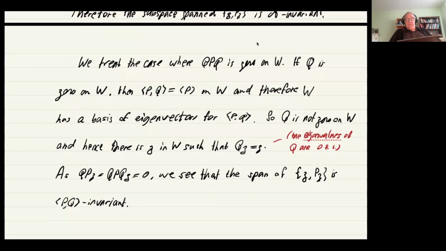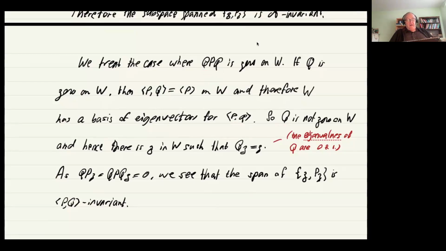And if it's not zero, then the eigenvalues of Q are 0 and 1. And so there's a vector Z in W such that QZ is equal to Z. Q is fixing W, and so W is spanned by eigenvectors for Q. And the eigenvectors for Q have eigenvalues 0 and 1 because Q is a projection.